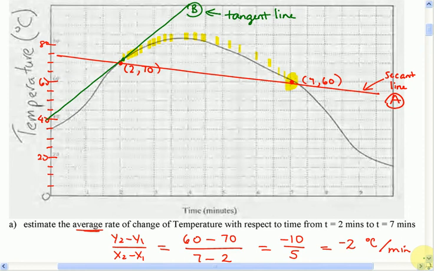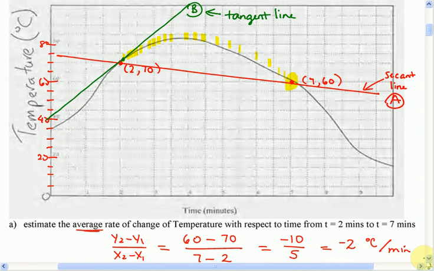Now, visually, you've seen the difference, I hope, between average rate of change and instantaneous rate of change. Now, my question to you is, tell me what's actually happening at t equals 2 seconds. How is the temperature changing at 2 seconds? How do we find the slope of this line in green? That's right, find the slope of the tangent line. How do we find the slope of the tangent line?